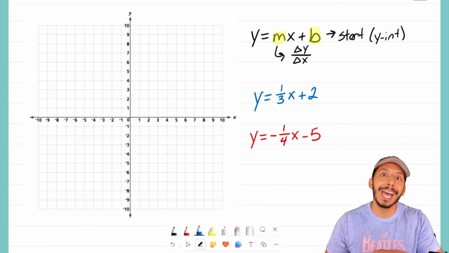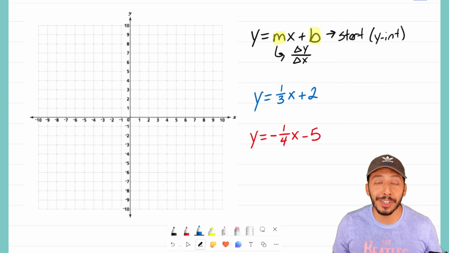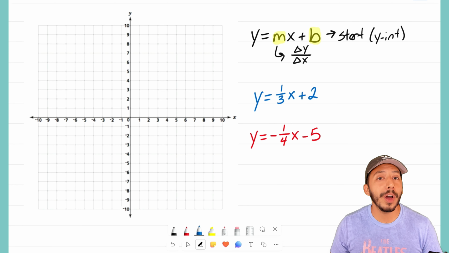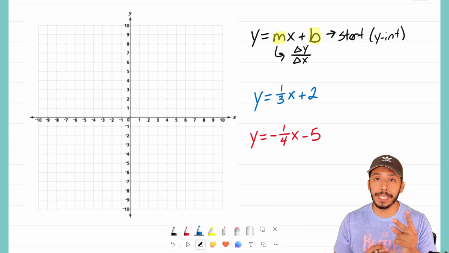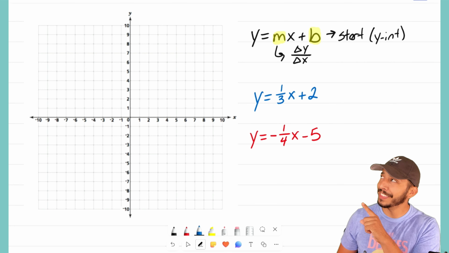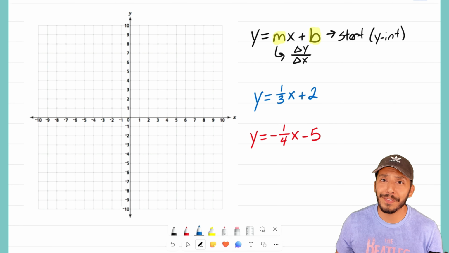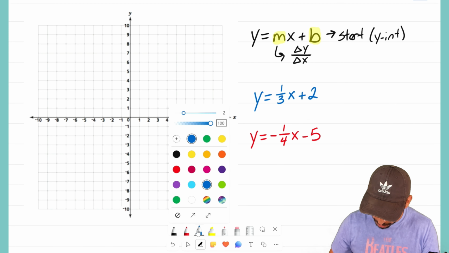The other piece is the b term. It is our starting point. We also can call it our y-intercept. So those are the two pieces we need in order to graph a line. And I think with these equations, we can graph them. So let's get started with the blue line.